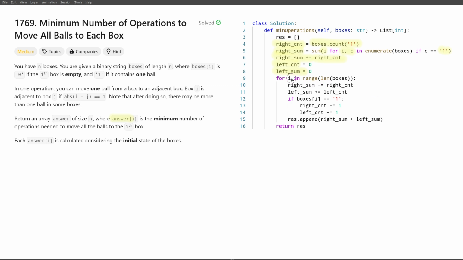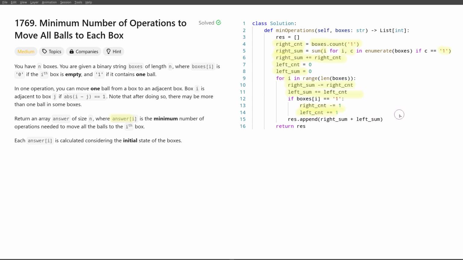And now for every position, we have moved 1 step to the right, so the sum for elements to the right decreases by their count. For every element to the right, we move 1 closer, so in total we move right count closer. Again, we move away from elements to the left of us, so that sum increases by the count of elements to the left of us. And now, if this position has a ball, we have to update the counts. Now that ball is no longer to the right, but it's now to the left.